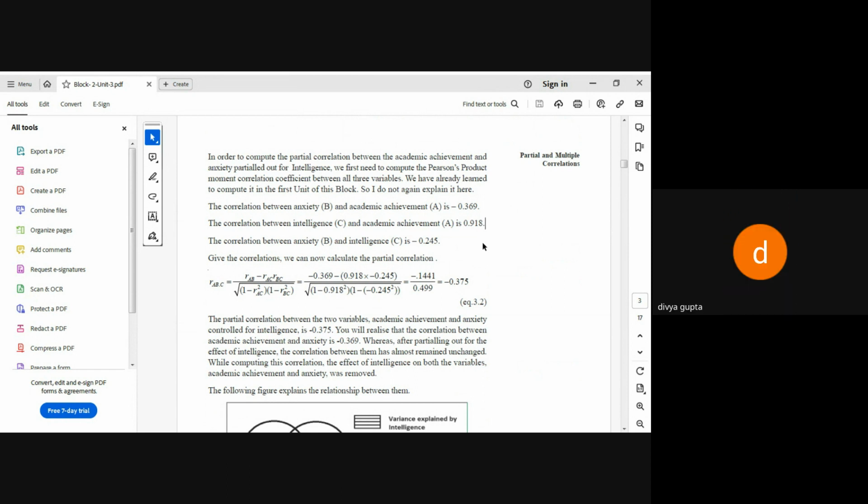Sir, after calculating all three correlations, when we have calculated our partial correlation, could you tell me what this minus 0.375 signifies? How do we interpret this final result? That I am telling you. Let me go by these first. Then minus 0.375 signifies, that I will tell.